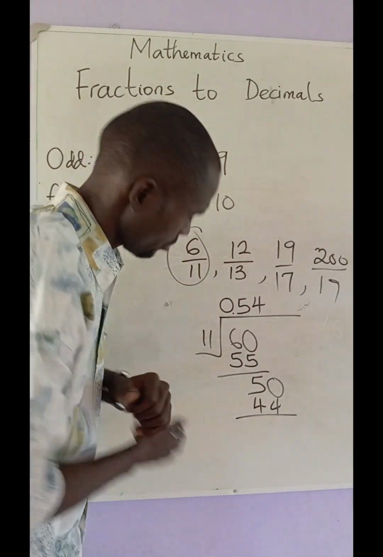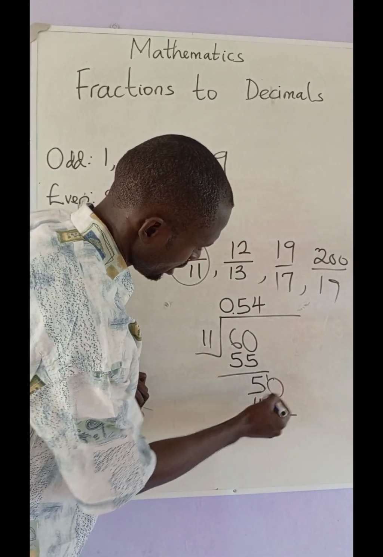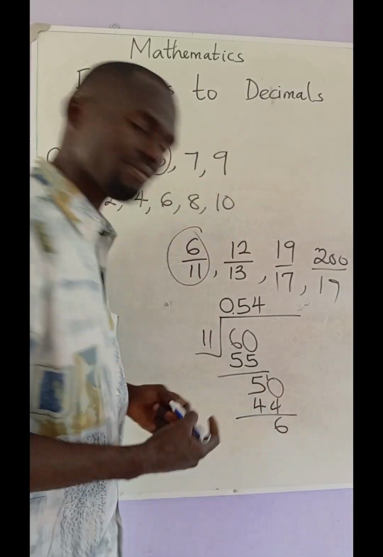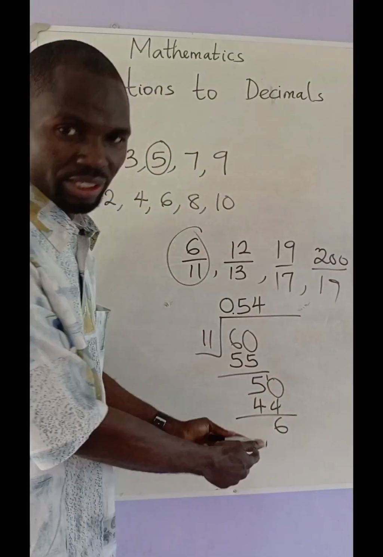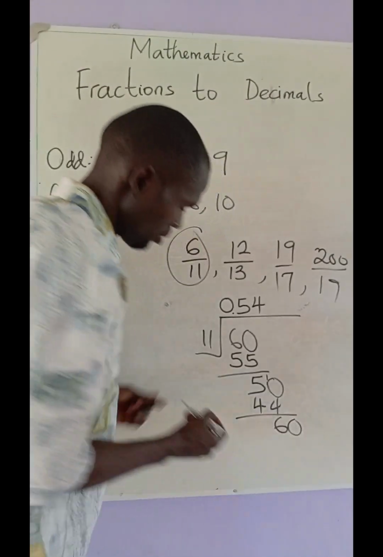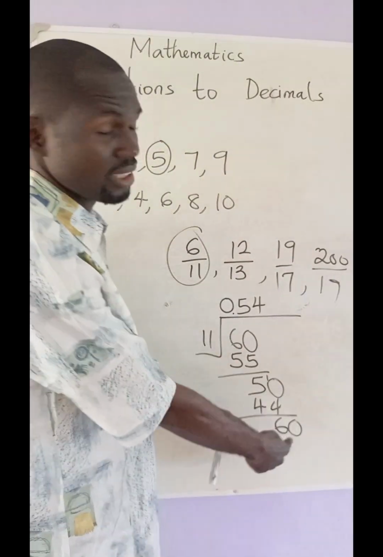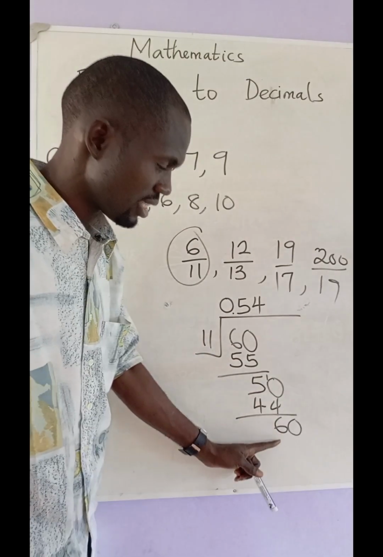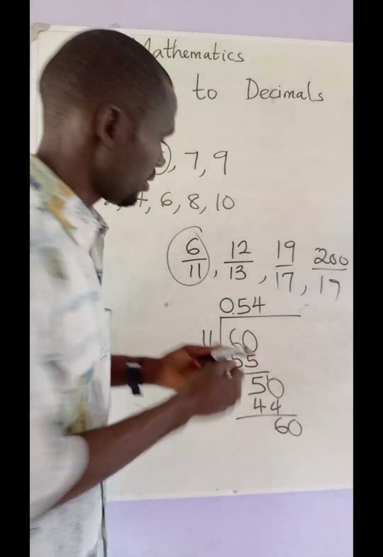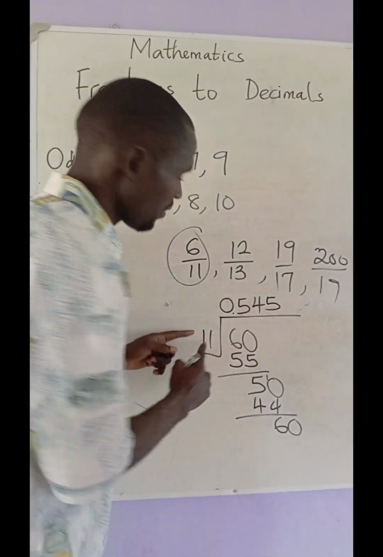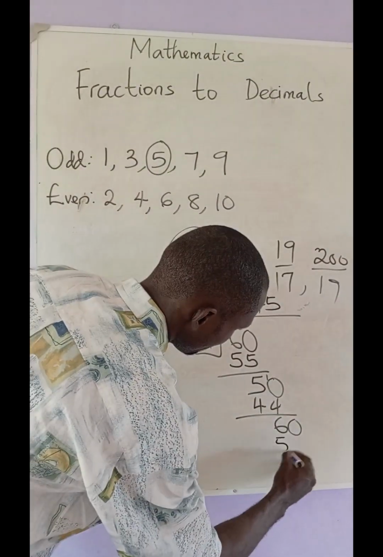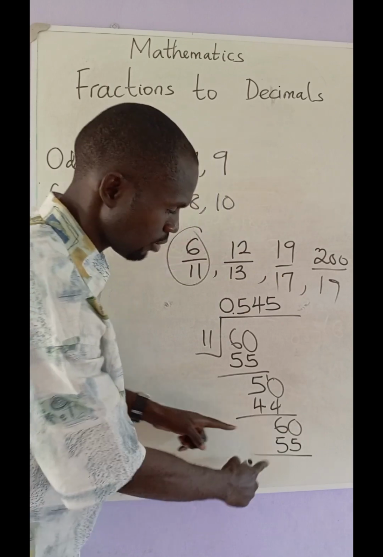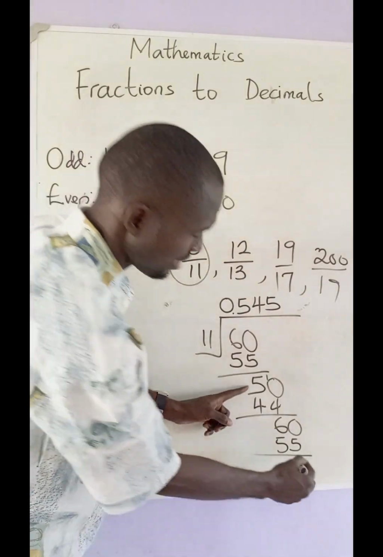Subtract. This one will give you what? Put 1 here. This one will be 10. That's 6. 11 cannot go in 6. You add what? 0. You are not adding 0 to this one. You are only adding 0 to this. Why? Because there is a point here already. Now, 11 goes in 60. How many times? 5. 5 times 11, 55. If you subtract it, what would you get? You will see that you will still get 5.